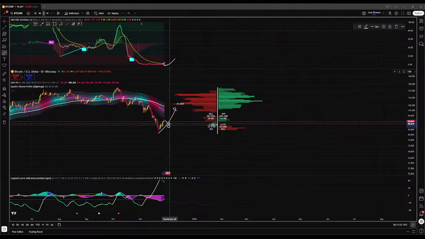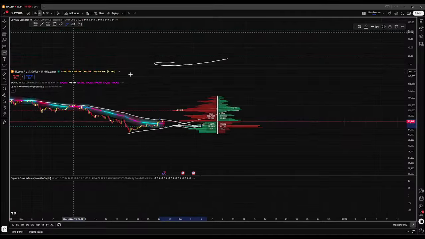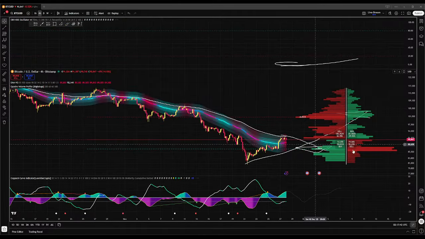In my case, I am doing short and long because, well, if you want to do, you can do that, but if you feel like you don't have enough experience, don't fight the trend. And the trend right now in 4-hour chart is to the upside, right? This is just gonna be a pullback.